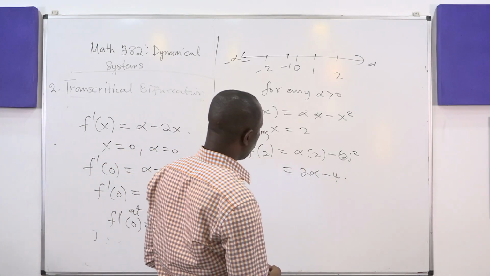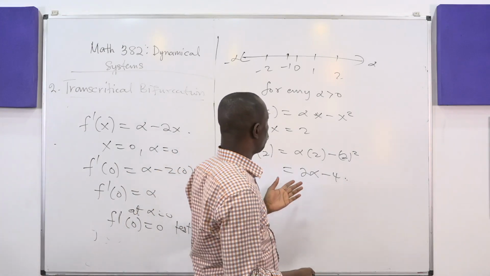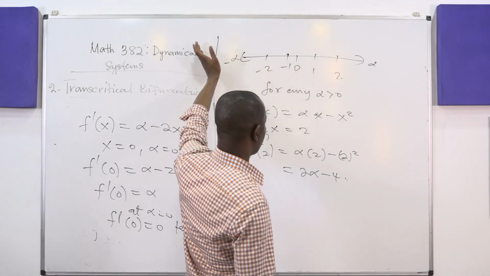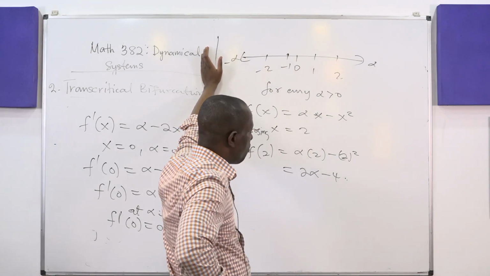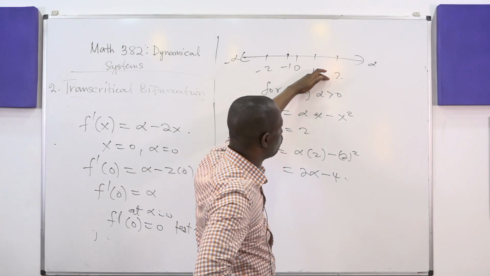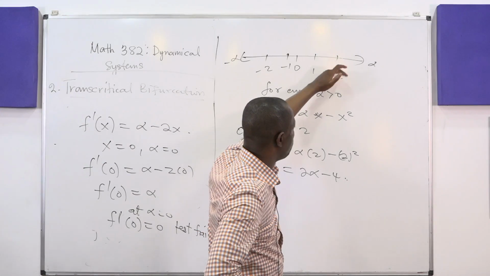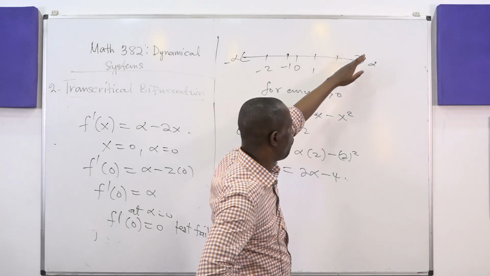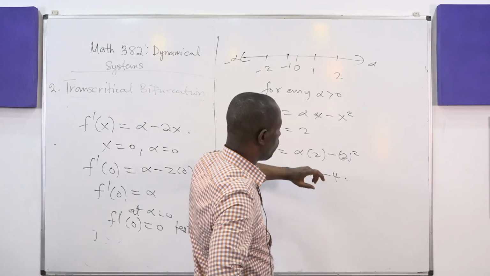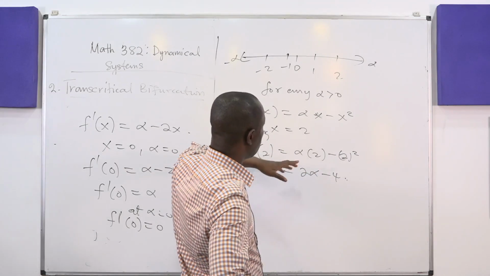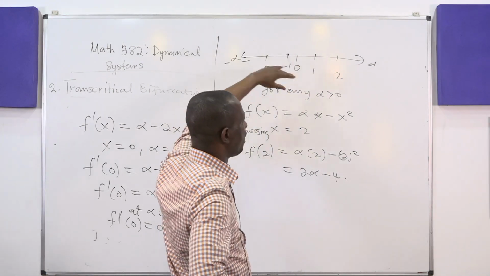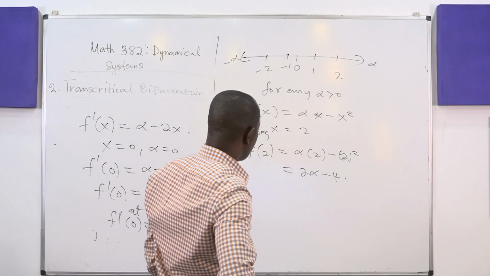Now, if alpha is what? You want to know whether this side is increasing or decreasing. If I pick maybe an alpha value in this range, maybe 3, it will give 6 minus 4, that is 2. So it is positive. It tells us that it is increasing on this side. Do you get it? It's increasing on this side.